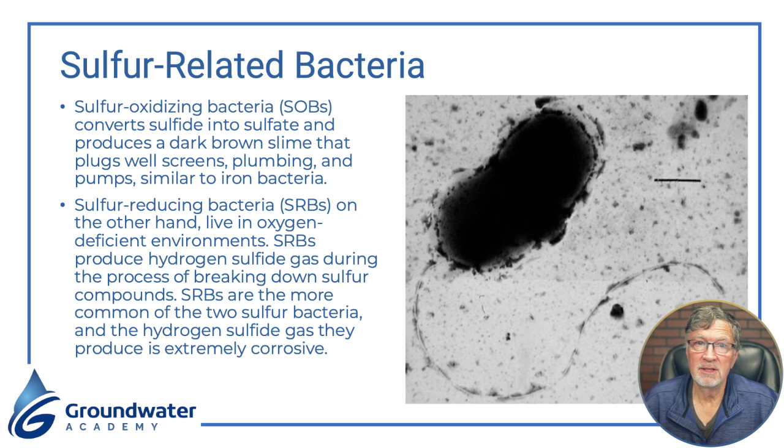Sulfur-related bacteria, SRBs, fall into two categories: sulfur oxidizing bacteria and sulfur reducing bacteria. These are anaerobic bacteria, so they will respirate hydrogen sulfide. That's that rotten egg odor you get. That is highly corrosive to your well, and it can eventually punch holes in your casing, erode your screens, and basically produce bad odor in the well.